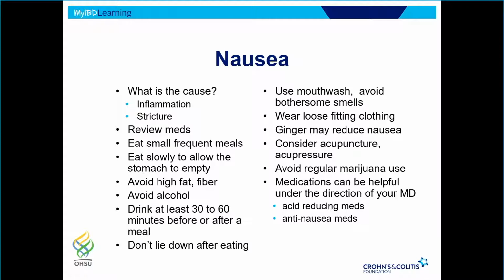I do say this, people often use marijuana as a way to manage nausea, but actually marijuana in excess can cause nausea. And so it is just something to be careful of, using marijuana in excess in this case. And then medications can be helpful, again, under the direction of your doctor. Acid-reducing medications can sometimes help reduce nausea, and there are anti-nausea medications that can be prescribed by your doctor.